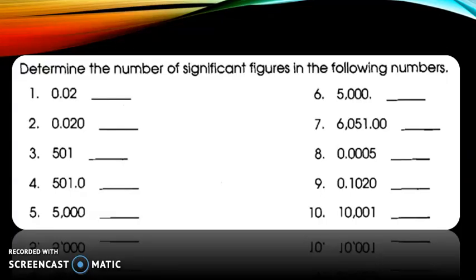So this screen has some sample problems for you to try out on your own. I would advise getting a pencil and a paper and jotting down how many significant figures you feel are in each one of these numbers. Then hit pause, give it a couple minutes, figure them out, then resume the video and I will show you the answer key.